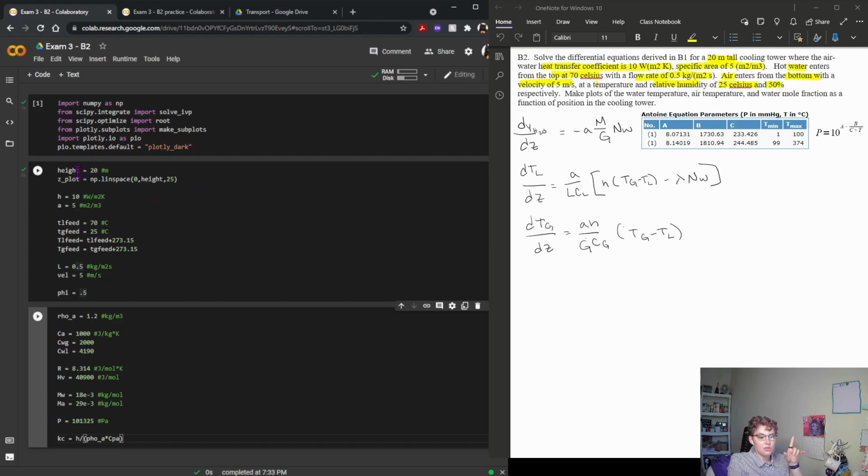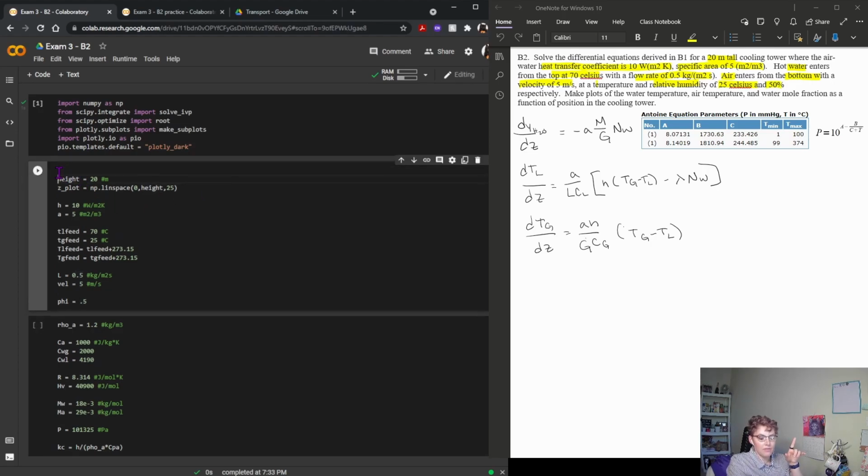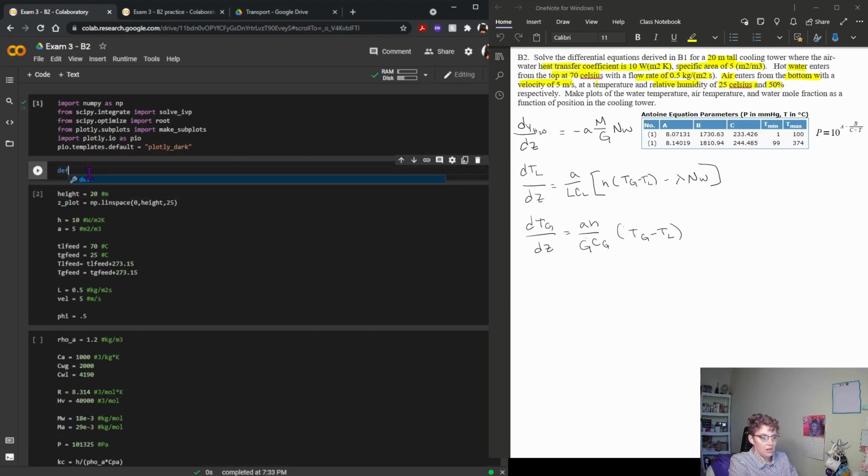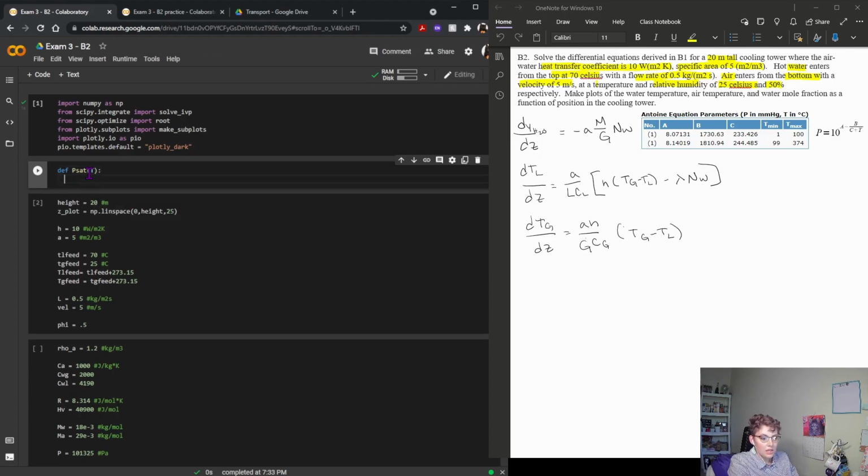So I already looked up those values, so what we're going to have to do is define a function to determine our saturated pressure. So we will do that. We'll insert a code cell right here. We'll just define it as Psat for the saturation pressure, and it will be in terms of temperature. And so I have those values up there.